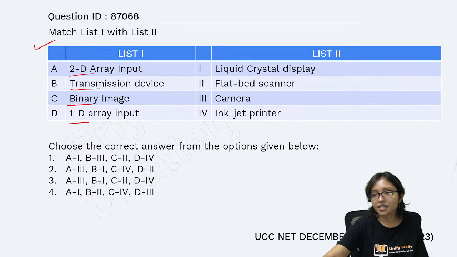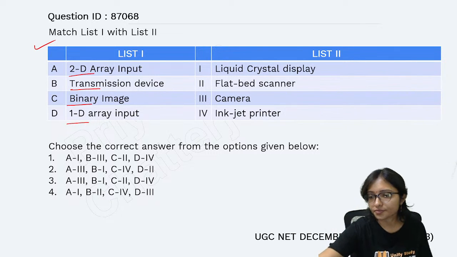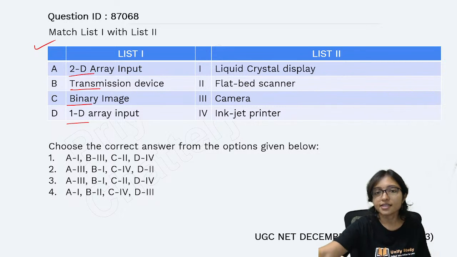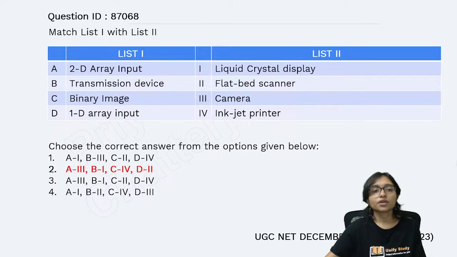What will be the answer for this one? Answer. What will be the answer? Okay, the answer is coming. So here option 2 is the correct answer.